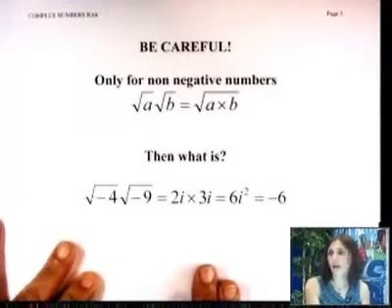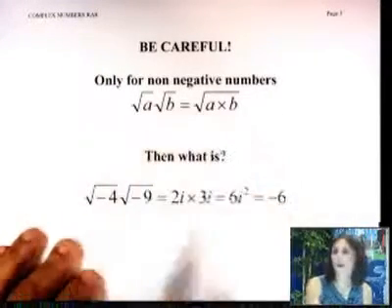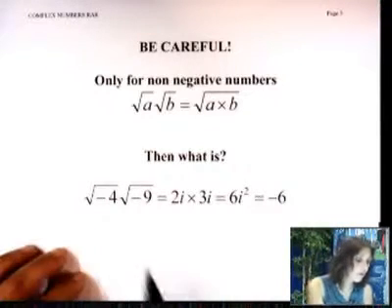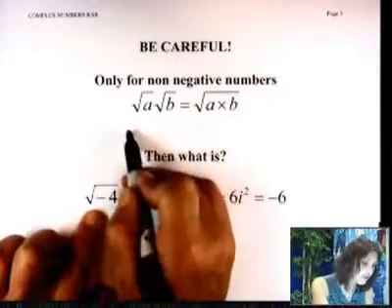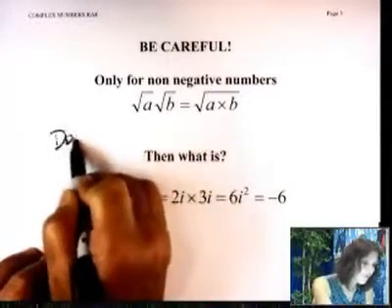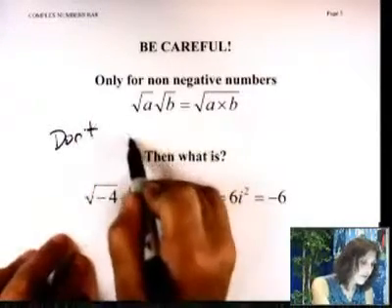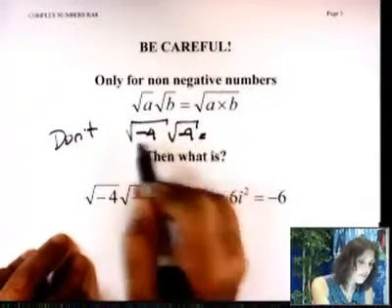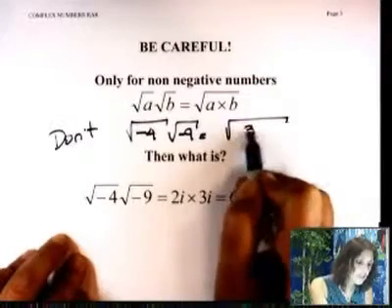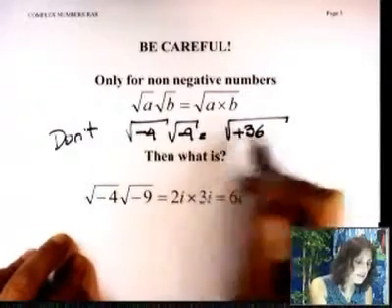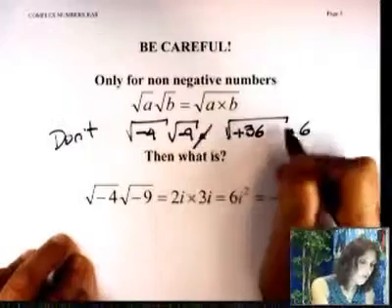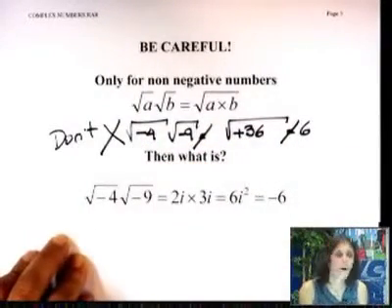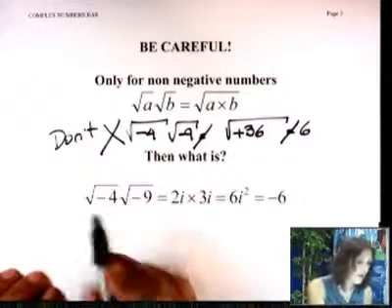Be careful. This rule, the product rule, only applies to non-negative numbers. If you have negative numbers, in other words, you cannot do this. Watch. Don't. You cannot say the square root of -4 times the square root of -9 equals the square root of 4 times 9, which is 36, negative, negative, positive, 6. Don't ever do that. You cannot do that.